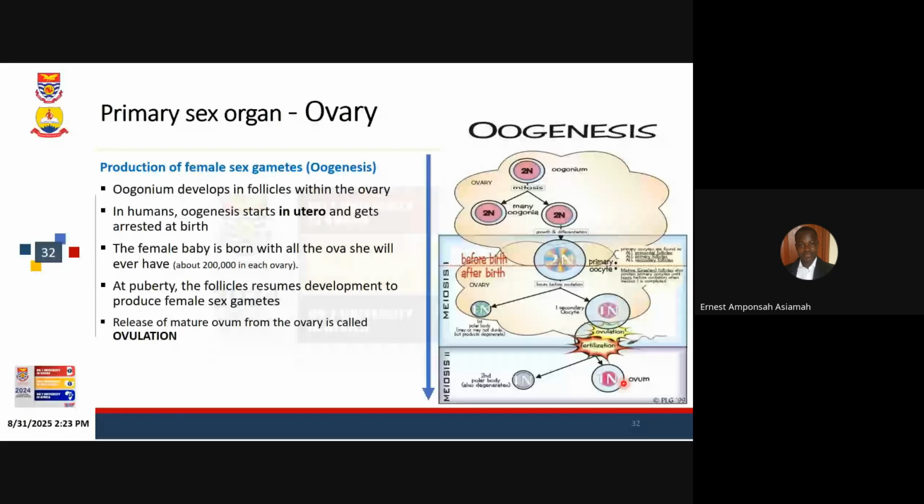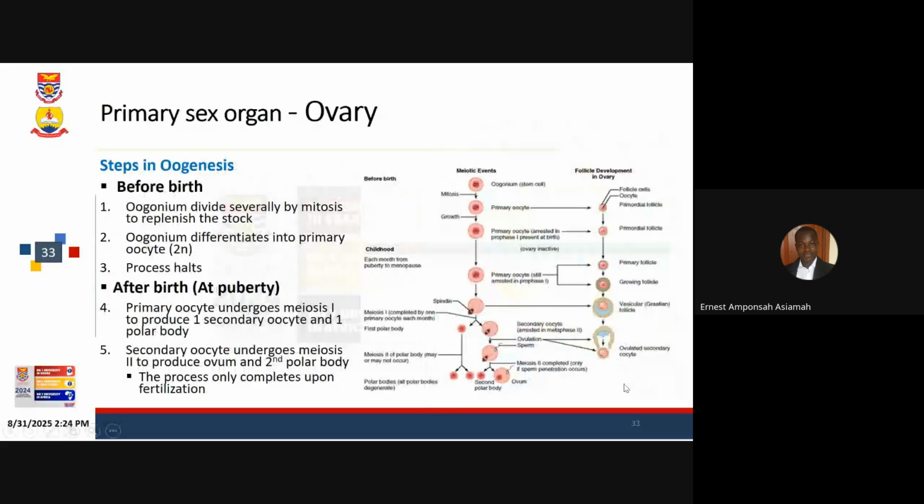The secondary oocyte will complete development into the ovum so that it can fuse with the sperm cell. Okay.